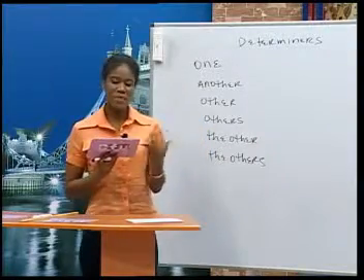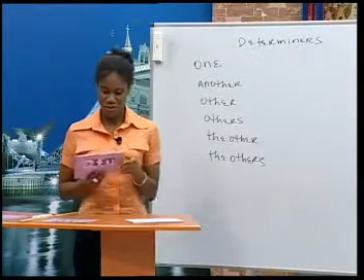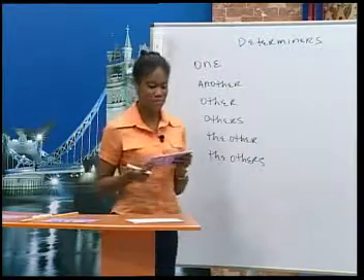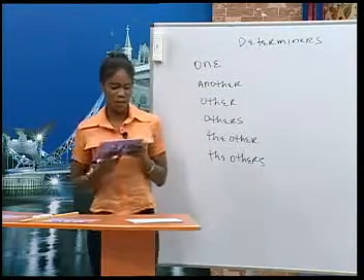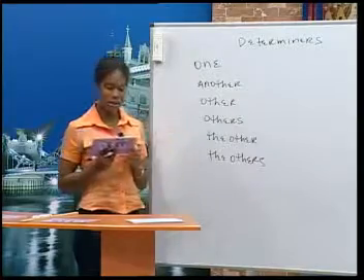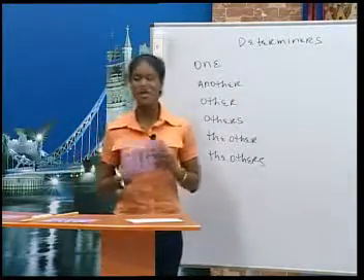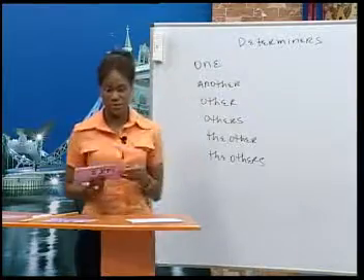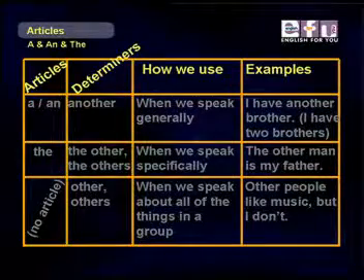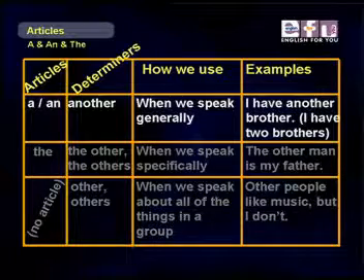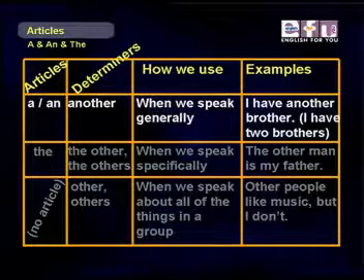Okay, remember how we used the articles before? We were using a, an, the, or no article. Well, we can use determiners in the same way. Let's look at a table to see how we can use these determiners. All right, remember the articles a and an. Well, a determiner would be another to use when we speak generally, like a and an. So I have another brother, meaning I have two brothers. Here's one brother and here's another brother.